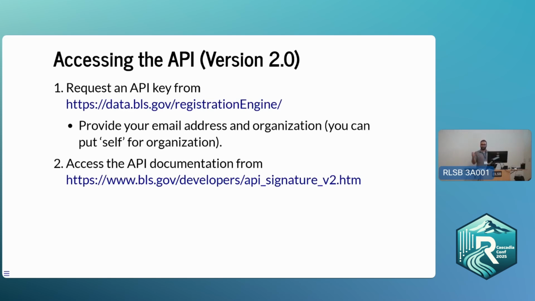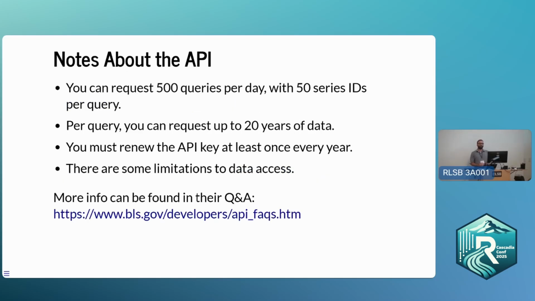You can even just put self in the organization and you'll automatically get an API key. And if you ever wanted to go through some of the API documentation, you have that link over there. So, notes about the API: you can make up to 500 queries per day with up to 50 series IDs per query. One of the limitations is you can only request up to 20 years of data per query. And you must renew the API at least once every year.